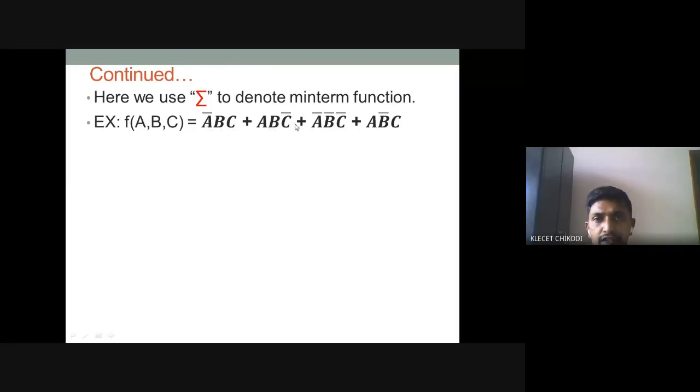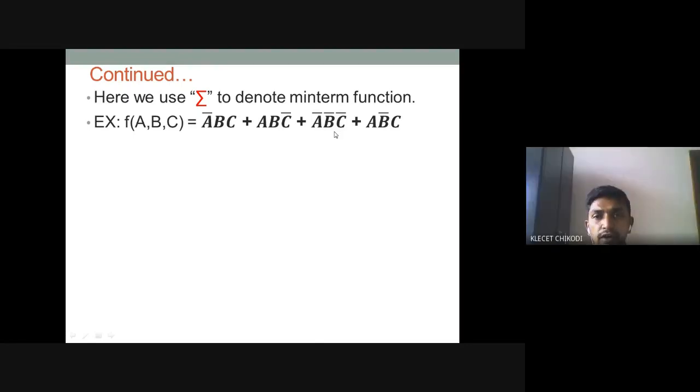Fine. Similarly, for A, B, C bar, what will be the respective min term? It will be M6. Again, for A bar, B bar, C bar, what will be the respective min term? M0. We call it M0.